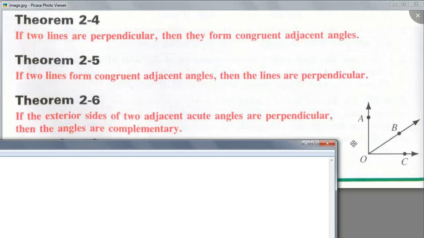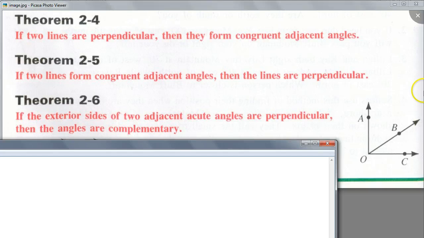Anybody on this side? Okay. You have a question. Go ahead. Oh, that's a good question. The question is, even if the exterior sides are perpendicular, don't you need an angle bisector in order for these angles to be complementary? The answer is not necessarily.